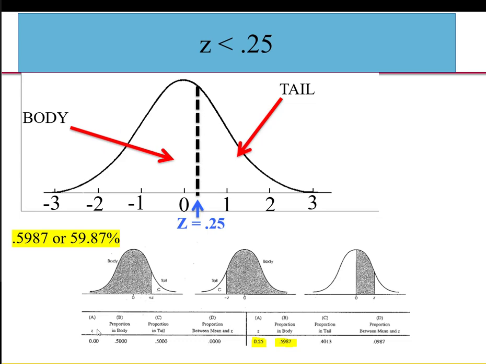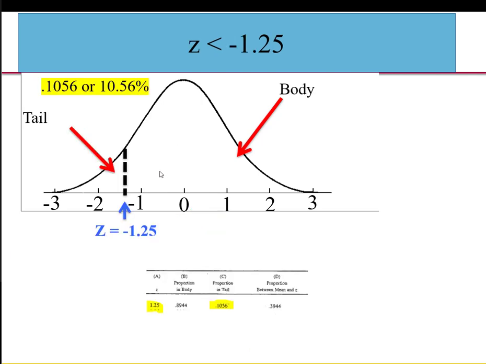So I come down, and it happens to be in the first row of our unit normal table. I find 0.25 and I find proportion in body. I go over here and I write that down, 0.5987. Move the decimal places over 2 times, or multiply by 100, and I get 59.87% of the probability or the proportion is in the body. That's how I find it.